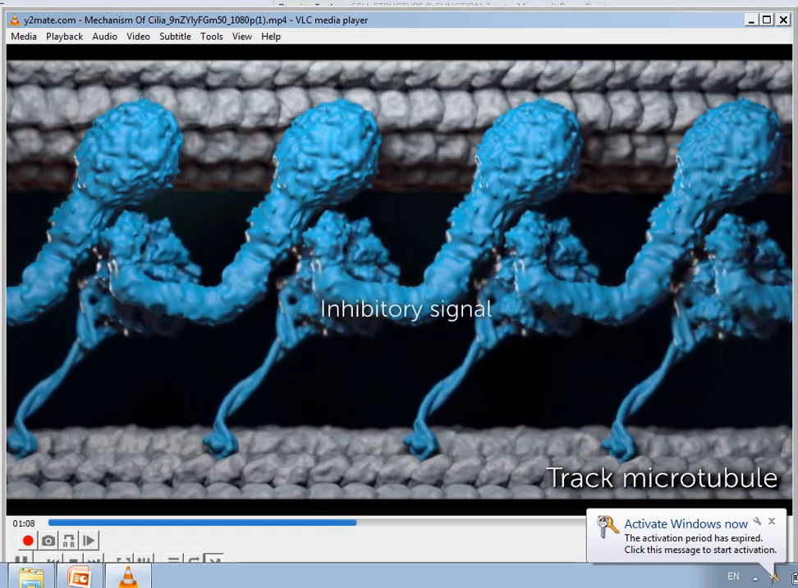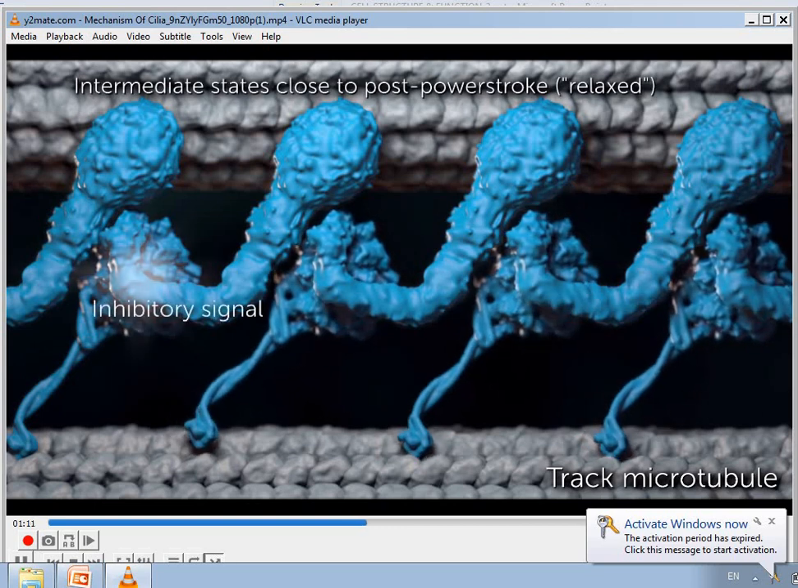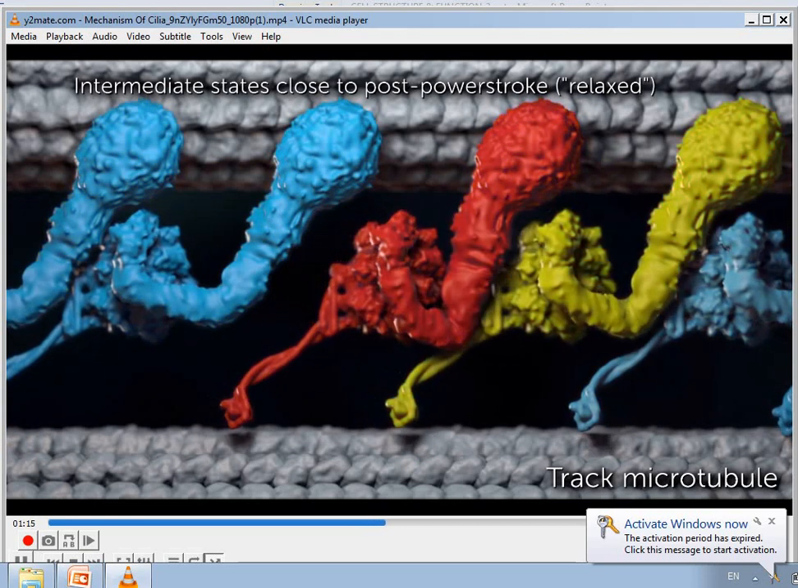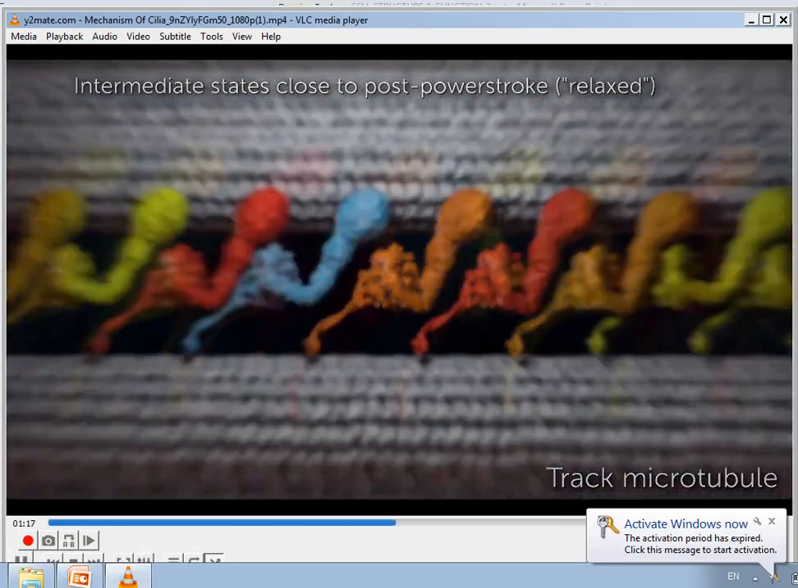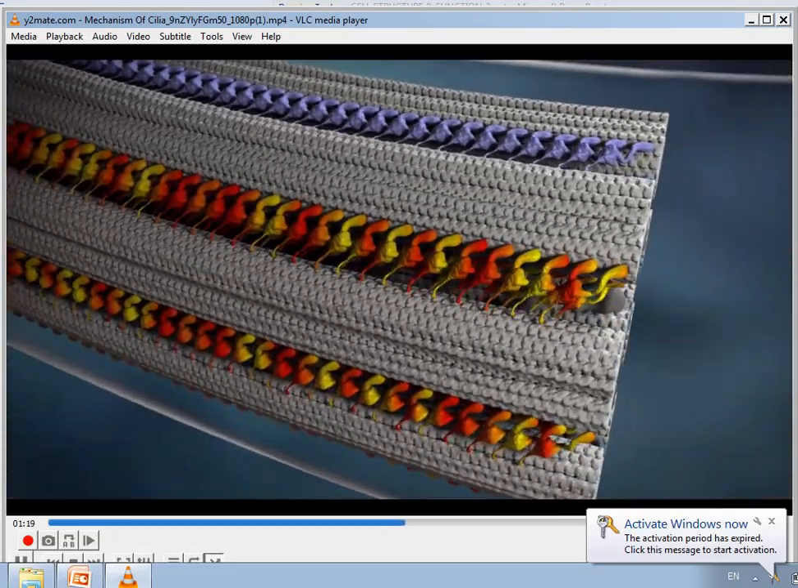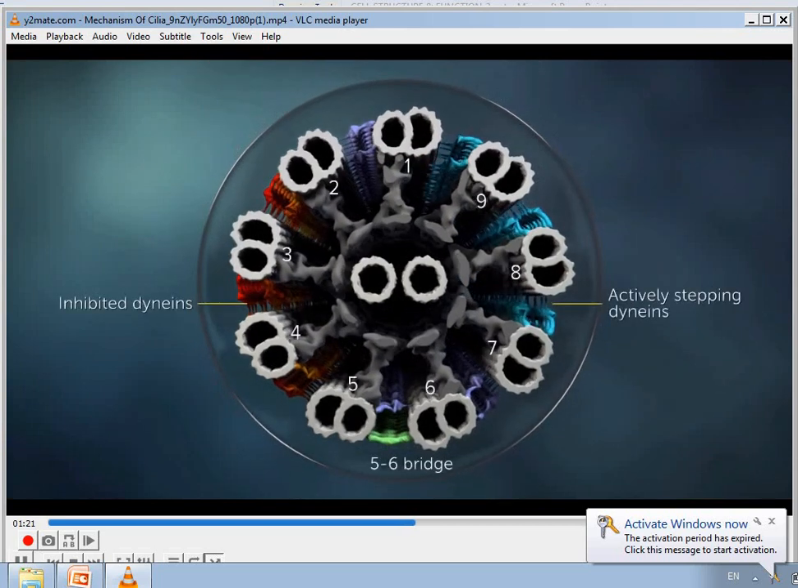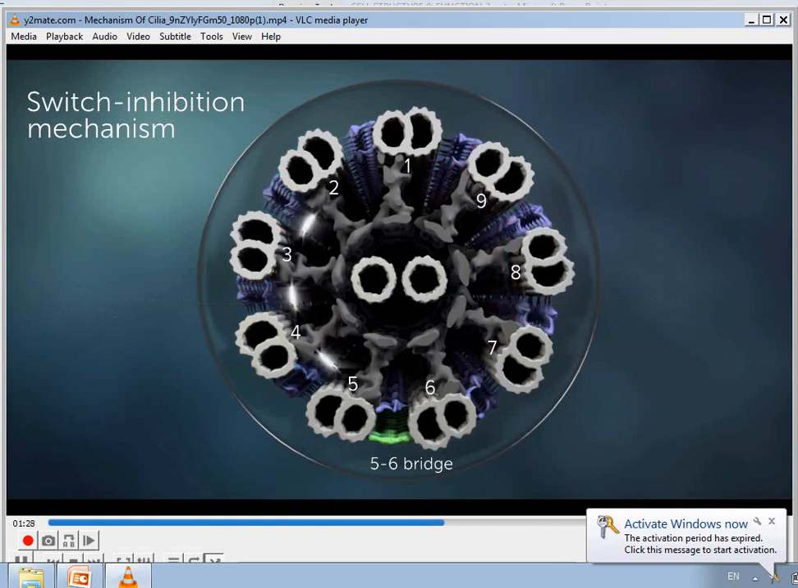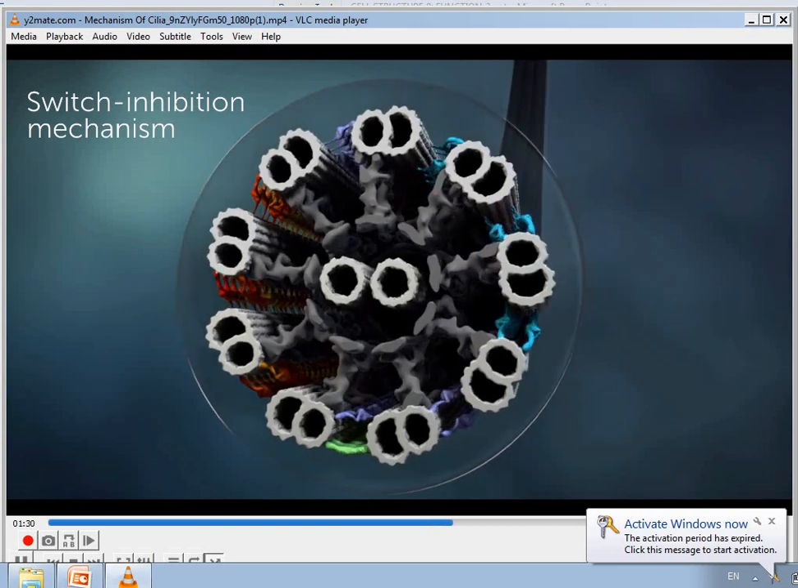However, if dyneins receive inhibitory signals, they can be kept in intermediate states that resemble the post-power stroke state, leaving them unable to generate motion. Our direct visualization of specific dynein conformations on either side of the flagella suggests a switch inhibition mechanism generates the flagellar beat. As one side is inhibited, the other side is active.